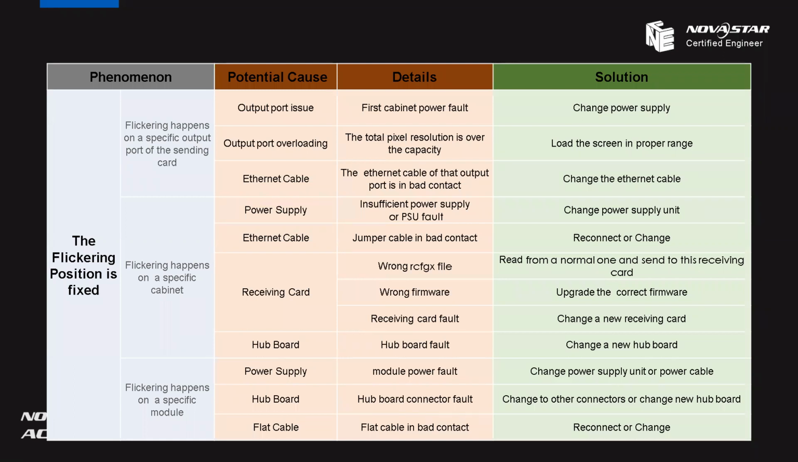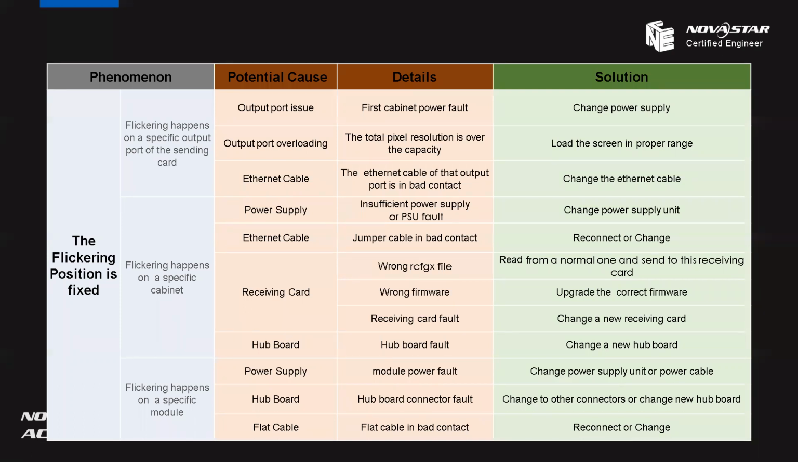And third, check the receiving card. Make sure the configuration file, the RCFGX file, and the firmware are all the correct ones. Also check the receiving card to see whether it has a hardware issue. If it does, change to a new receiving card. And the last possible reason for cabinet-level flickering is the hub board. If the hub board has a fault, just change to a new hub board to fix the problem.